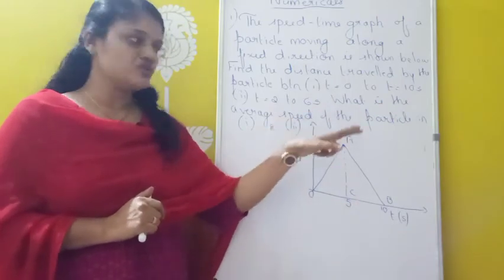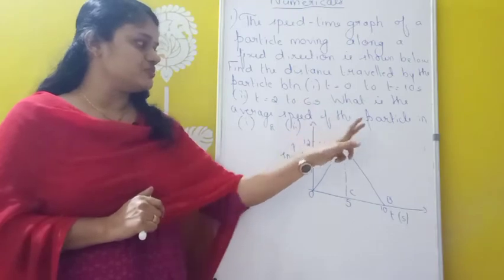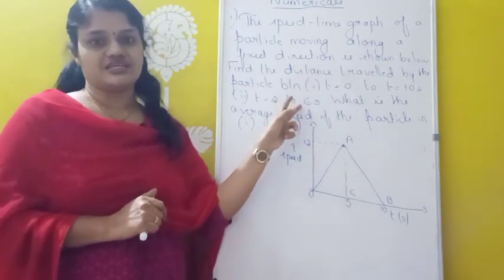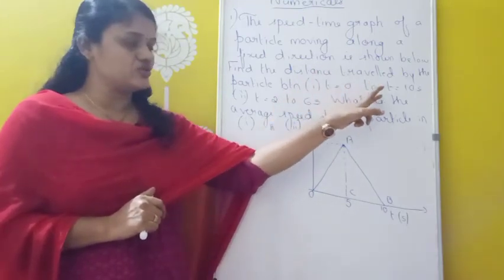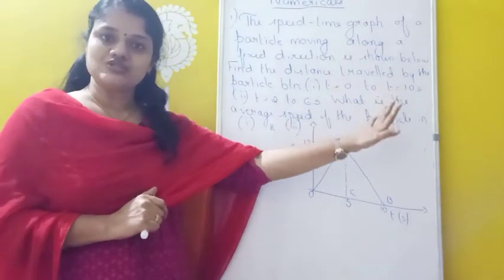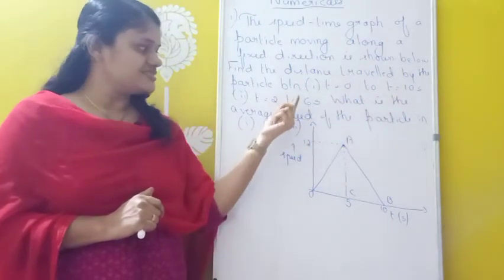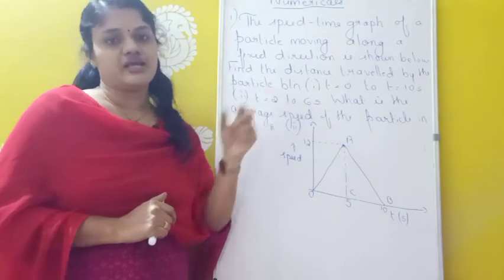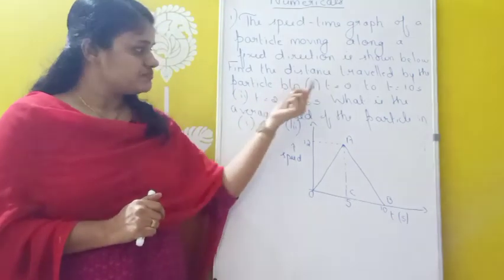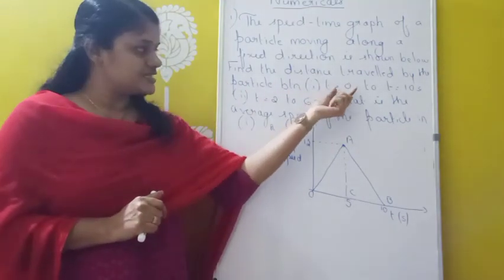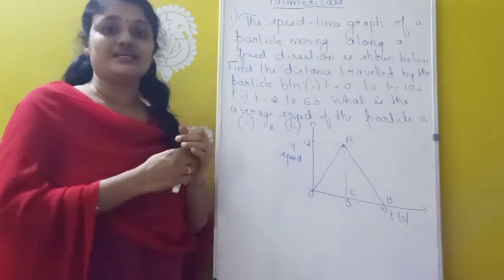And also we have to find the average speed of the particle in these two cases. The first case is t equals 0 to t equals 10 seconds, and in the second case also we have to find the average speed. So first we can take t equals 0 to t equals 10 seconds.